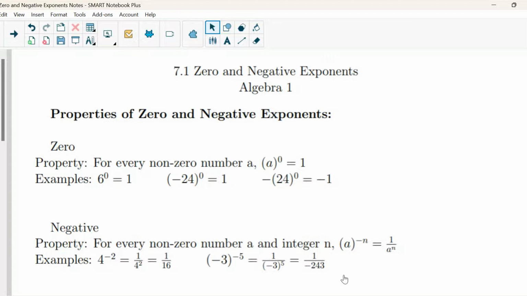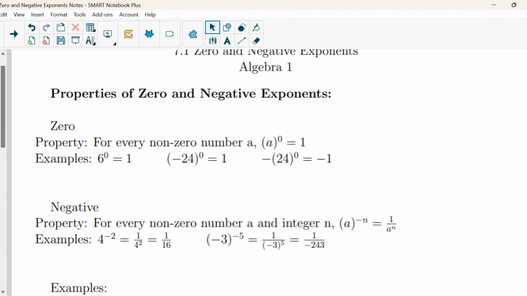Exponents and exponential functions. The first thing we're looking at with exponents is what happens when we have zeros as our exponents and what happens when we have negatives as our exponents. Please copy this first part down. This is just a nice example and key for you to use when it comes to exponents.